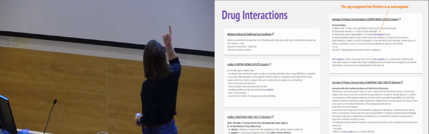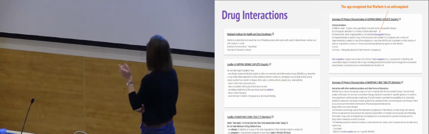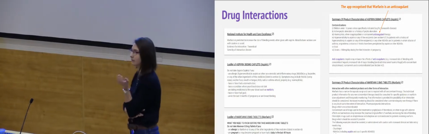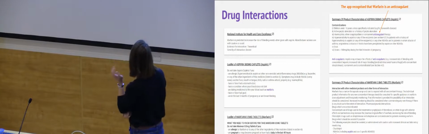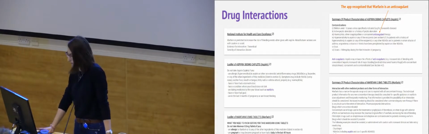Also, our application recognizes that warfarin is an anticoagulant, and even though the word warfarin wasn't mentioned in the leaflet for aspirin, anticoagulant was mentioned, and that is really useful because warfarin falls into that category. We did that using fairly simple part-of-speech tagging.